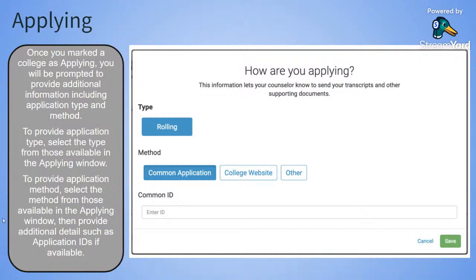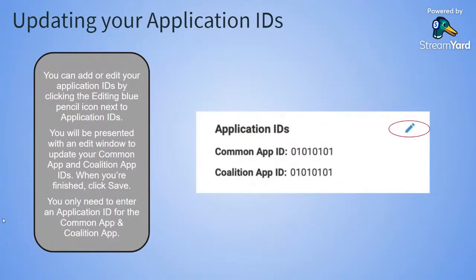And then for method, you're going to tell us, are you applying through the Common App? Is it through the college website? And then for Common ID, this is important for the Common application and the Coalition application, where you'll put in the ID number, and I'll give you a little bit more information about that in just a second. But to provide application method, just make sure you select those available, such as Common application or the website.